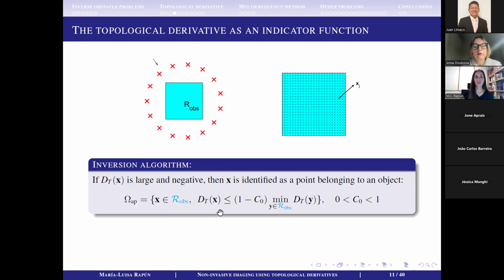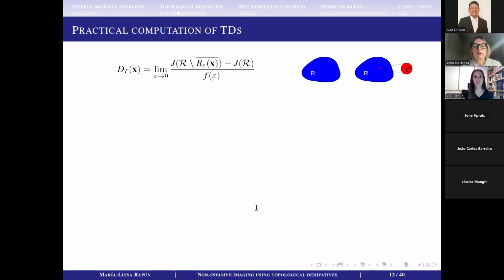Then we will consider as our damage region the set of all points at which this topological derivative is large and negative. And the concept of large and negative will be defined in terms of the minimum value of the topological derivative by considering some constant value here. I will come back later to this definition, but basically we just want to evaluate this function and determine the points at which this derivative is large and negative.